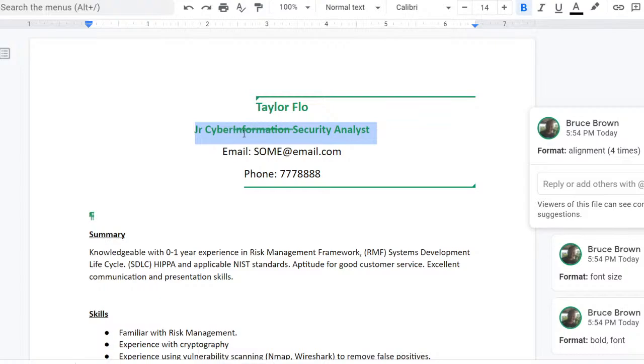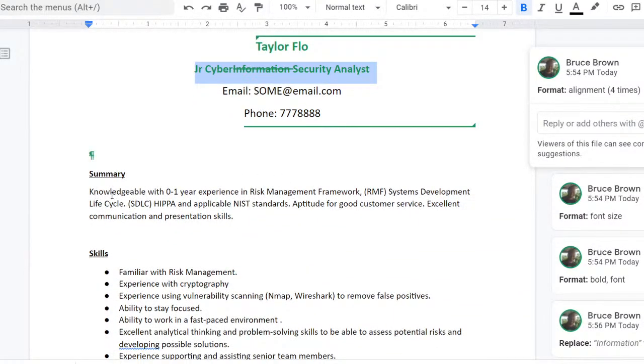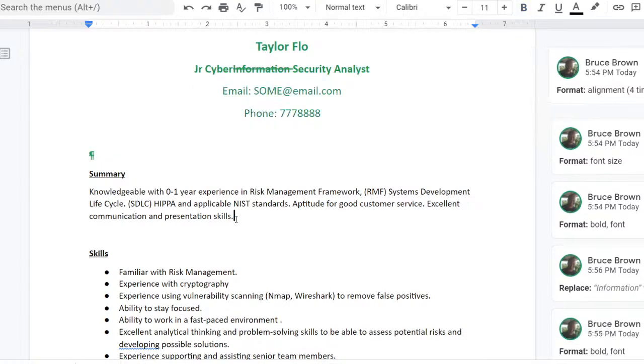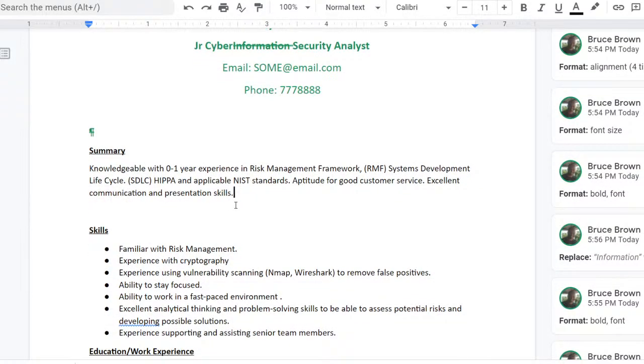But you want to put a title up top, and then an email, of course, and then a phone number, which is pretty standard. In the summary, she has knowledgeable with 0 to 1 year experience in risk management framework, system development lifecycle, HIPAA and application NIST standards, aptitude for good customer service, excellent communication and presentation skills. All right. So this would be fine if you had something to back it up.